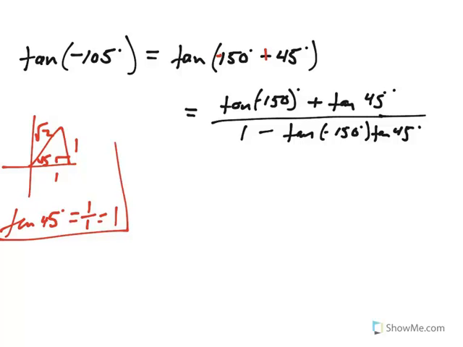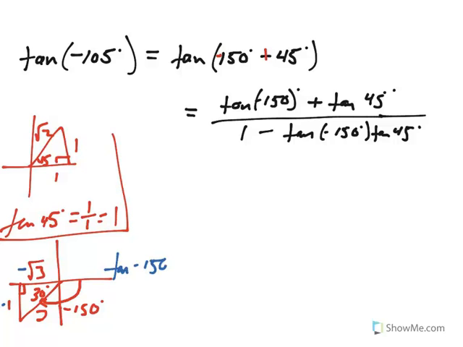Negative 150 degrees means we go in the negative direction, which is clockwise, and makes this reference angle 30. Opposite 30 is 1, opposite 60, square root of 3. Opposite 90 is 2. This is in the third quadrant, so both x and y are negative. Tangent of negative 150 is y, which is negative 1, over x, which is negative square root of 3. If you divide two negatives, you get a positive. If you rationalize this, you get square root of 3 over 3.